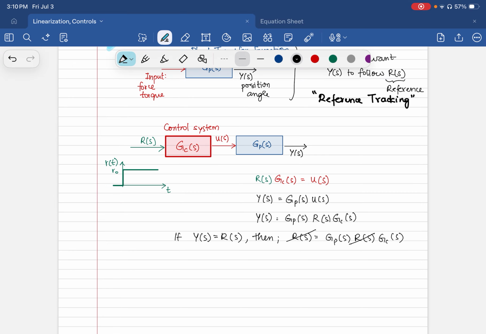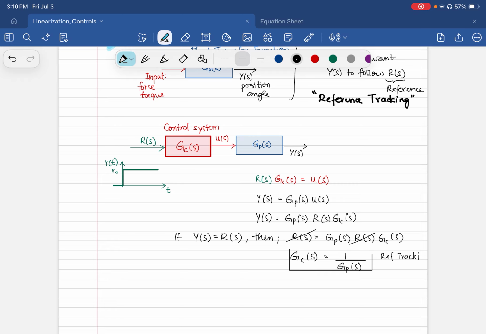So if you divide by R of S, we then get GP of S times GC of S is equal to 1, or I can write GC of S is equal to 1 over GP of S. So if we do this, then we achieve the reference tracking.